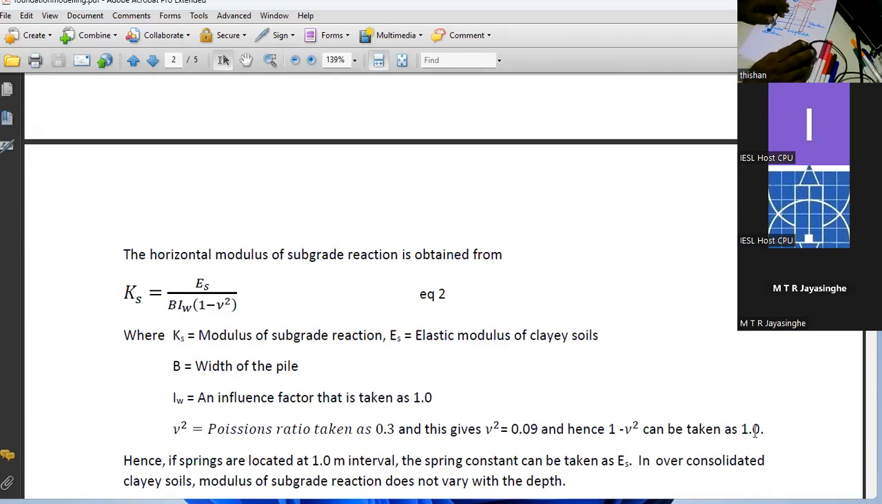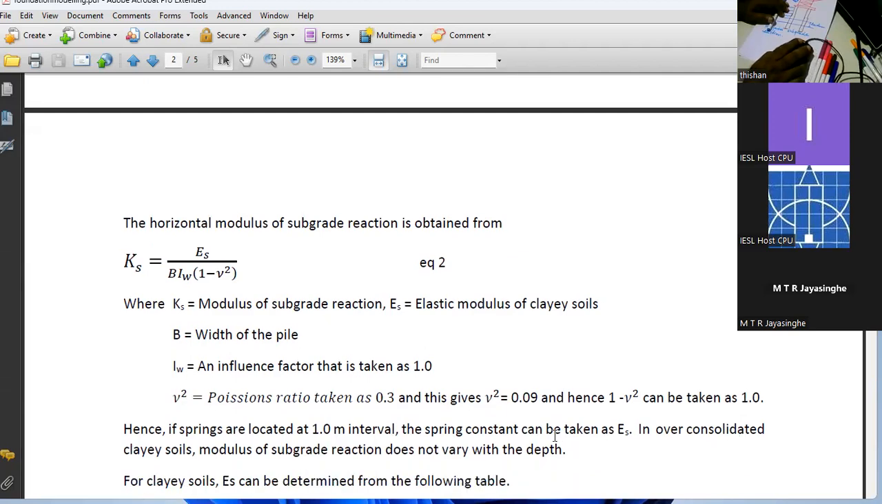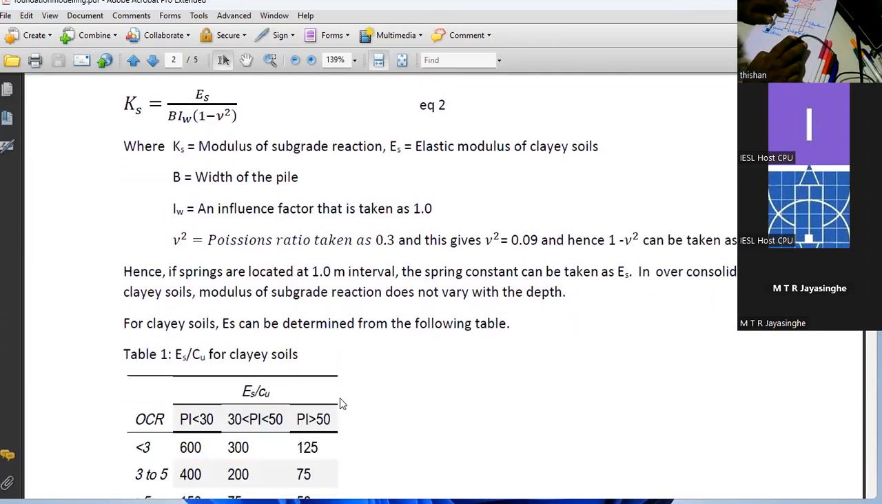So 1 minus nu squared is 0.91, something like that, and we generally take it as 1. Iw is also 1. If the width of the pile is 1, the horizontal reaction in kilonewtons per meter cubed is equal to the elastic modulus of soil. Then the question comes, how are you going to find the elastic modulus of soil?